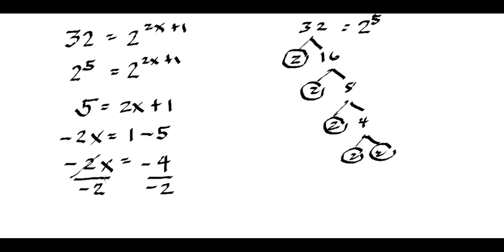So cancel na yung dalawang negative 2 sa left side. May iwanan si x, and then negative divided by negative, so that will be positive. 4 divided by 2, and that will be 2. So we have x is equal to 2.